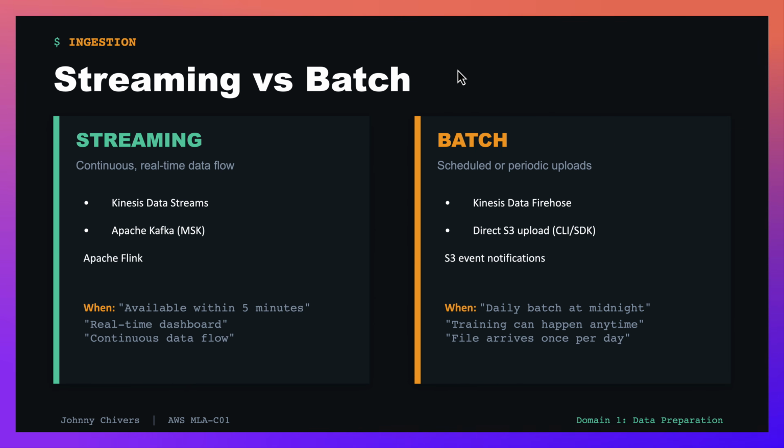And then for the exam, you will get questions when you need to pick a streaming ingest over a batch ingest. So this slide I've put together just to give you that overview. Kinesis data streams, Apache Kafka, MSK, Managed Service for Apache Kafka, Apache Flink: available within 5 minutes, real-time dashboards, continuous data flow, think streaming. Daily batch at midnight, training can happen anytime, file arrives once a day, think batch. Streaming, batch.